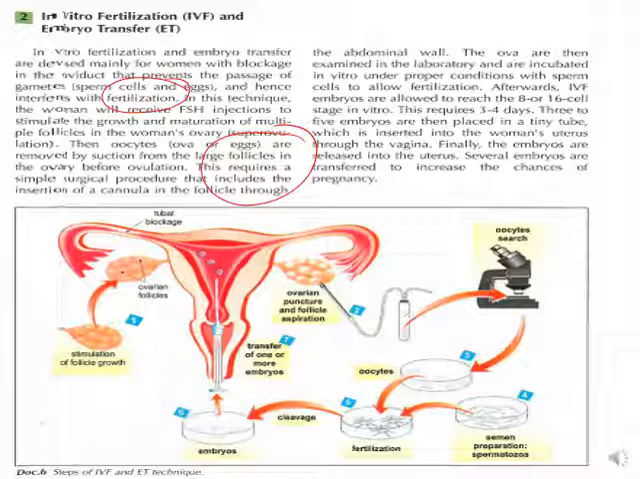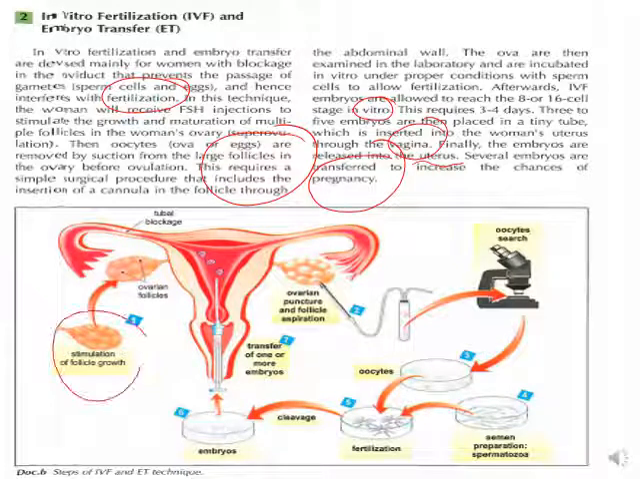The ova are then examined in the laboratory or incubated in vitro inside the lab under proper conditions with the sperm cells to allow the fertilization process. IVF embryos are allowed to reach about 8 to 16 cells in vitro inside the lab. This requires about 3 to 4, even 5 days. 3 to 5 embryos are then placed in a tiny tube and inserted in the woman's uterus through the vagina. Finally, the embryos are released into the uterus. Several embryos are transferred to increase the chance of pregnancy.